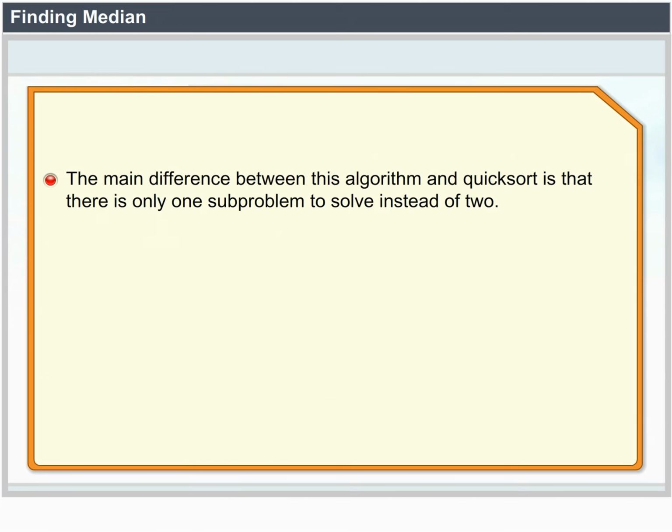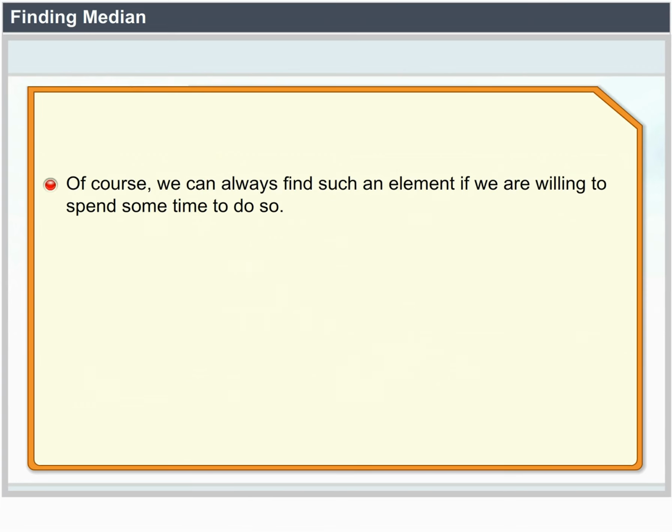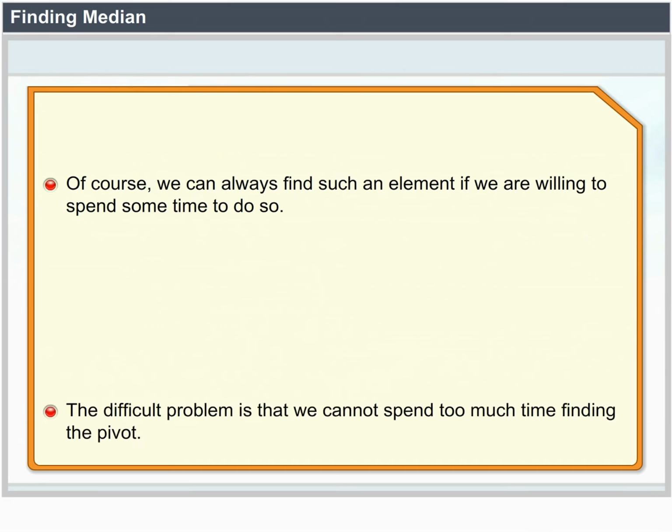The main difference between this algorithm and quicksort is that there is only one subproblem to solve instead of two. In order to obtain a linear algorithm, we must ensure that the subproblem is only a fraction of the original and not merely a few elements smaller than the original. Of course, we can always find such an element if we are willing to spend some time to do so. The difficult problem is that we cannot spend too much time finding the pivot.